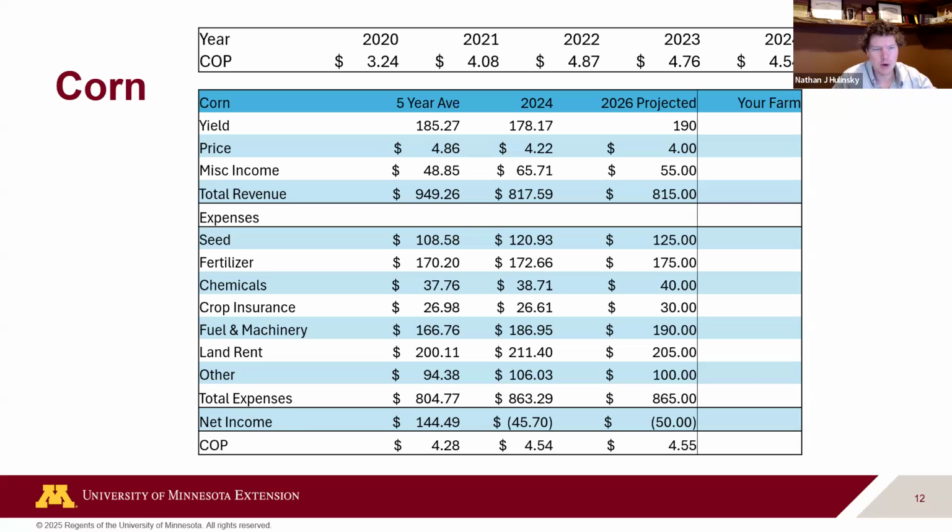At the top of the table, I have the cost of production. That's what COP means, the cost of production per bushel over the last 5 years. We can see in 2020, the average cost of production was about 3.25. And into 2024, we jumped about $1.30 per bushel, and it's over $4.50. So most farmers, it's costing them $4.50 per bushel just to grow 1 bushel of corn.